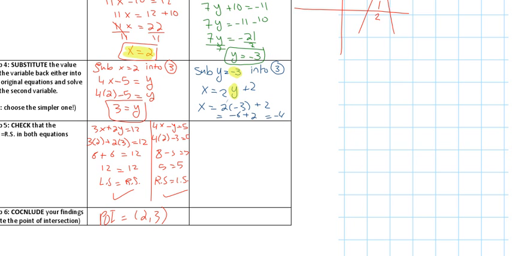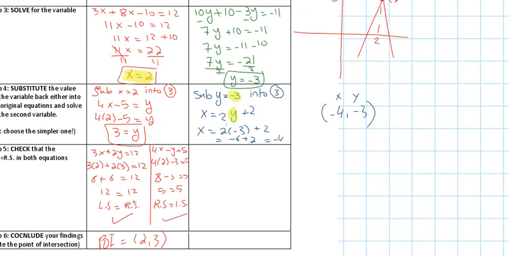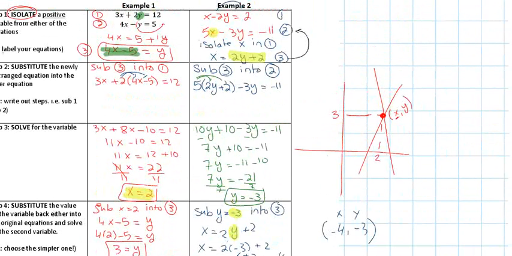Are we okay with that? So basically I found my answer, which is -4, -3. Now my job is to make sure that this is the correct answer. So I have to check. Okay? To check, I'm going to take my first equation and I'm going to plug in x and y to see if that's equal to the right side.